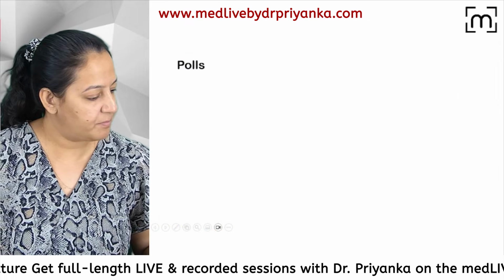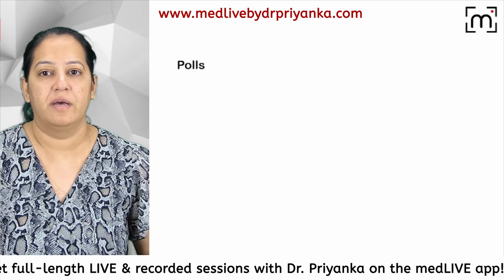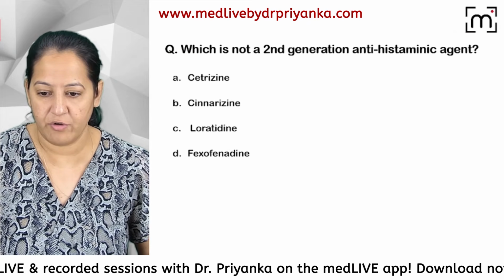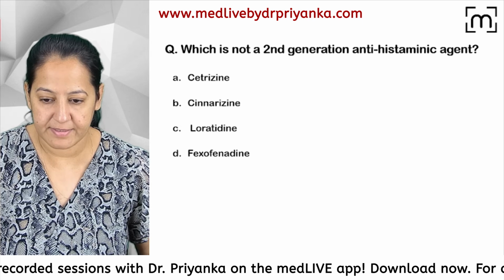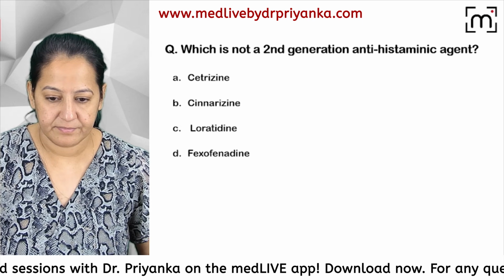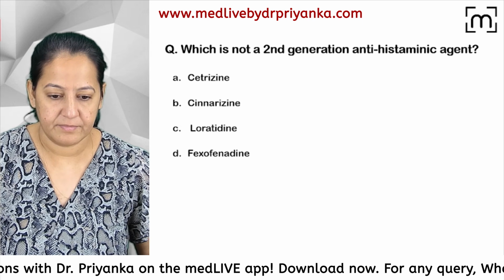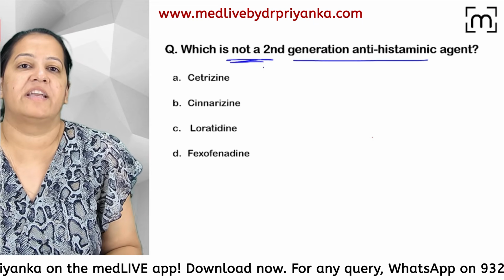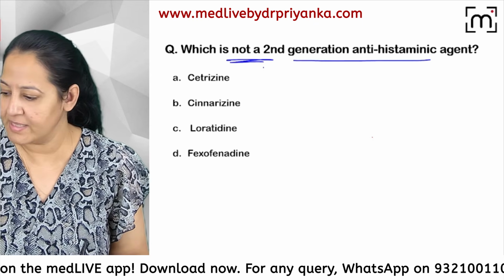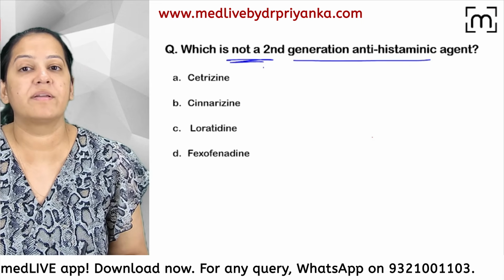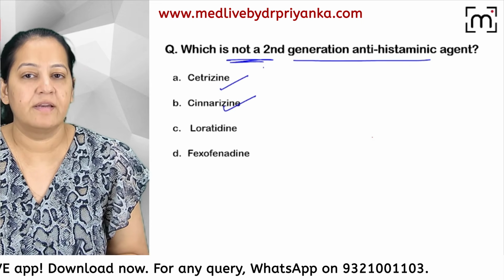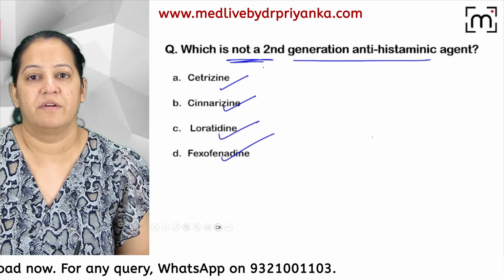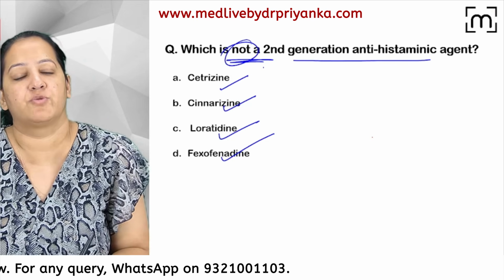I'm having certain polls based on the classification. If you learn the classification, you will be able to solve it. The first question is in front of you. Read the question and tell me the answer. Which of the following is not a second generation antihistaminic? You have learned the classification. Cetirizine, cinnarizine, loratadine, or fexofenadine. Which is not coming in second generation? I mean, they want to ask which of the following is first generation.